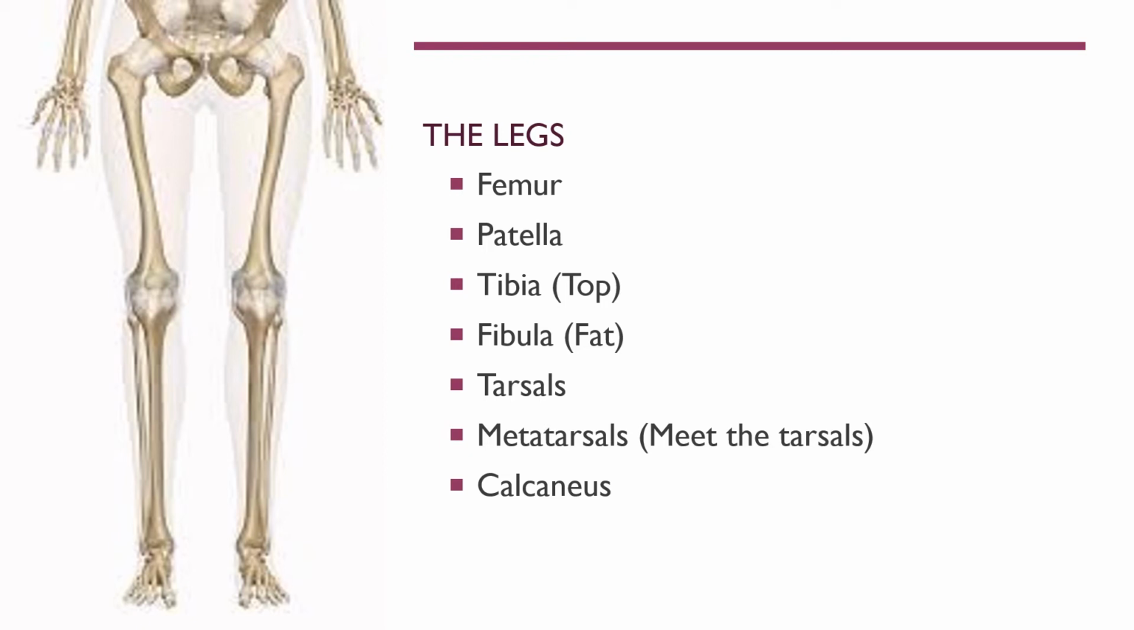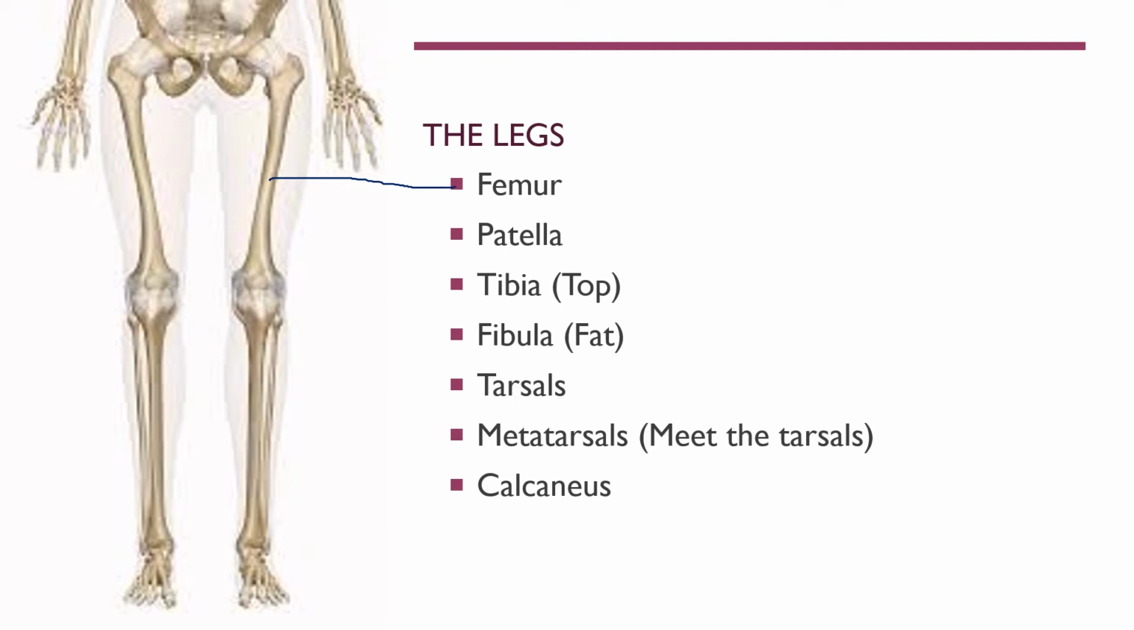Next, let's take a look at the legs. So with the leg bones, we have first the femur. The femur is the longest, strongest bone in the human body. And you would call that your thigh bone. It is your upper leg bone.